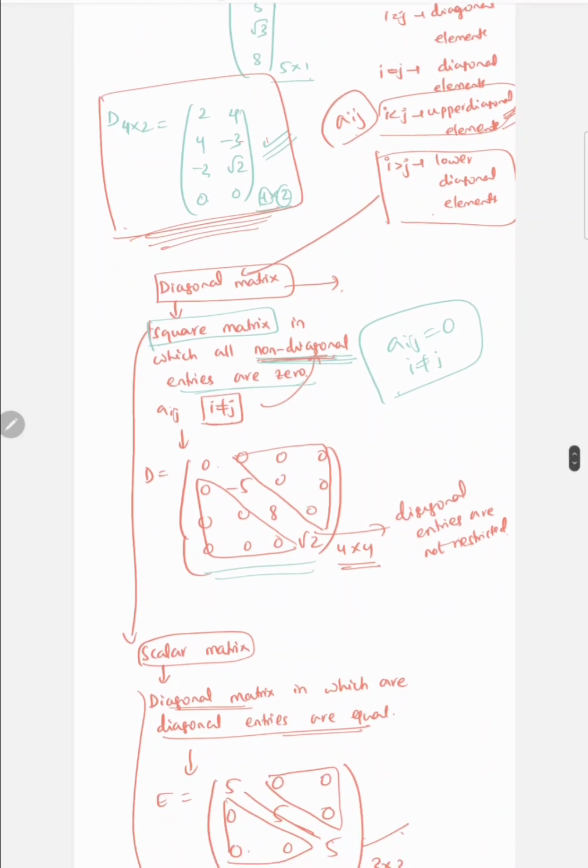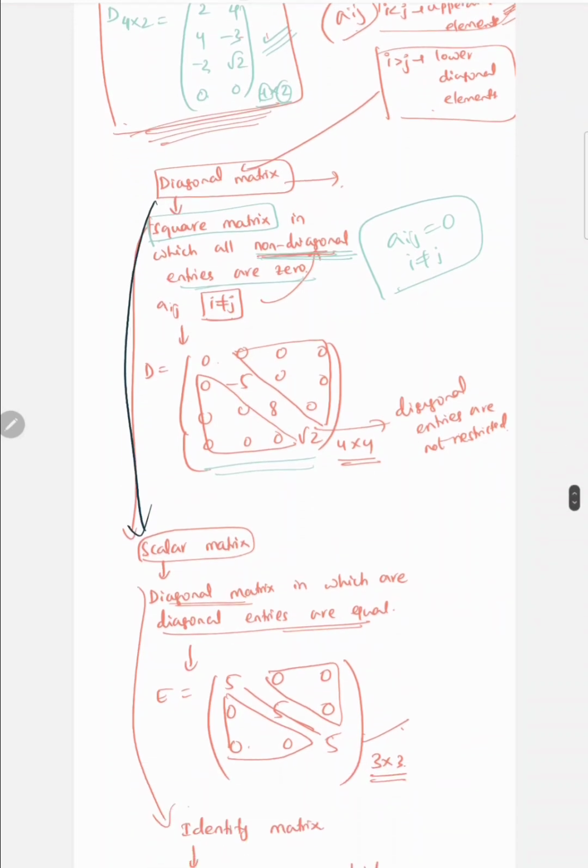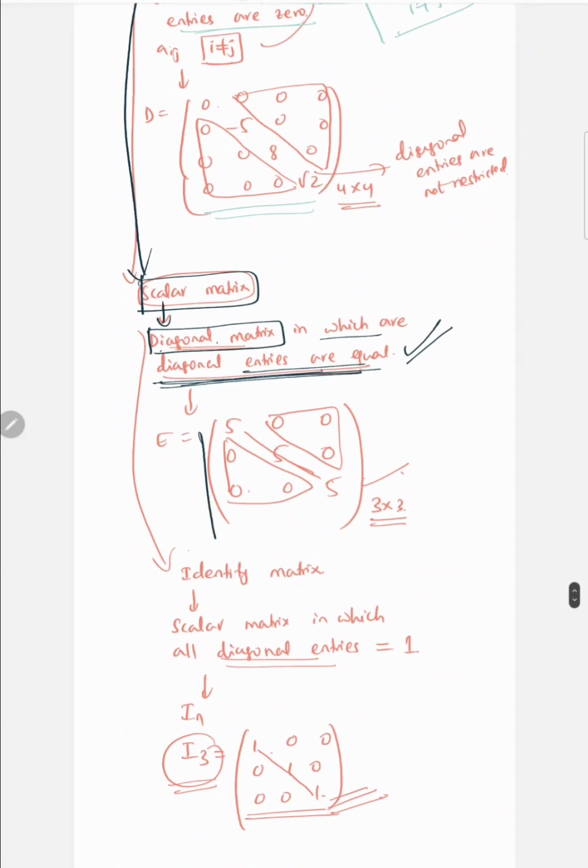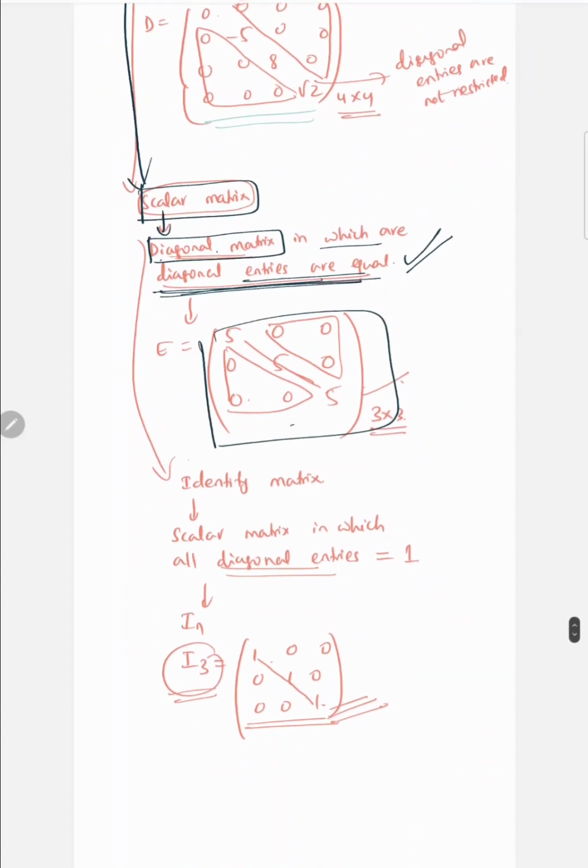Now we can see a special class of diagonal matrix, which is the scalar matrix. For a matrix to be a scalar matrix, first it should be a diagonal matrix. We take a diagonal matrix in which all diagonal entries are equal. Such a matrix is called a scalar matrix. This is an example of a scalar matrix.